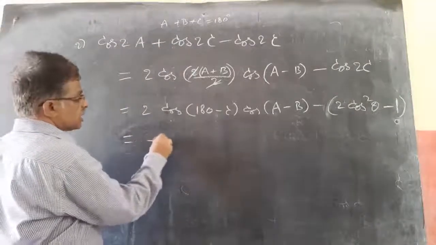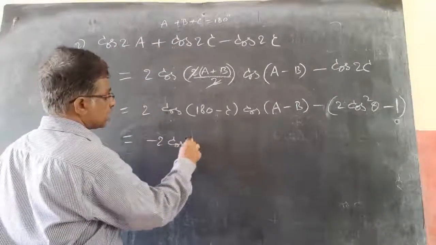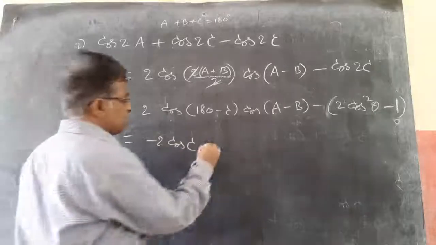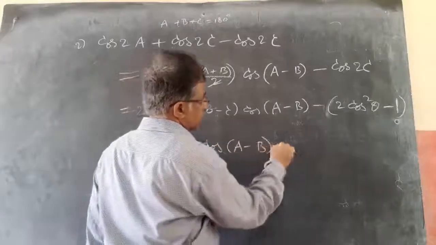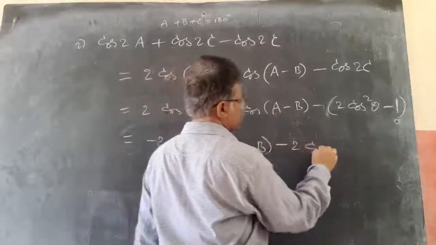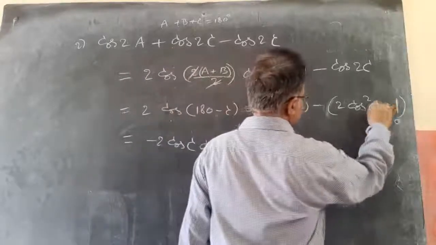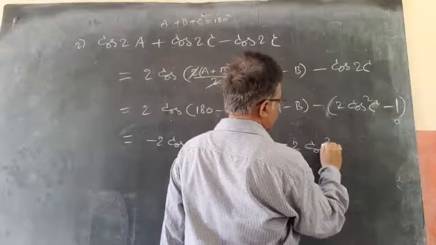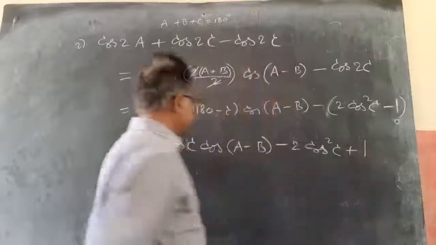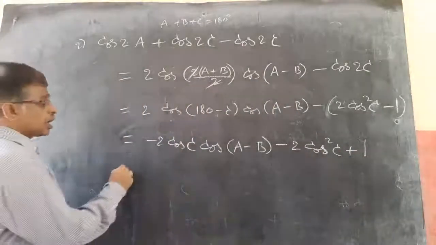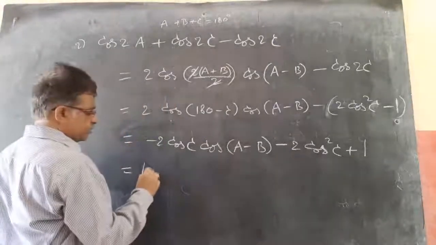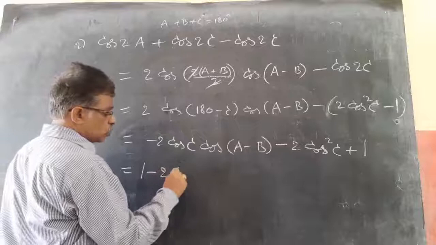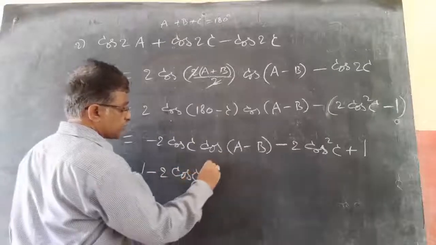So this is minus 2 cos C, since cos (180 minus theta) is minus cos theta, into cos (A minus B) as it is, minus 2 cos square C, minus of minus plus 1. Now I will write 1 in the beginning, and if I take 2 cos C common from these two, minus 2 cos C if I take common, what is left out?